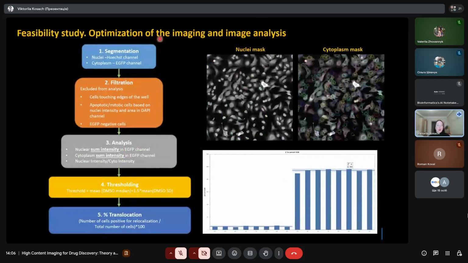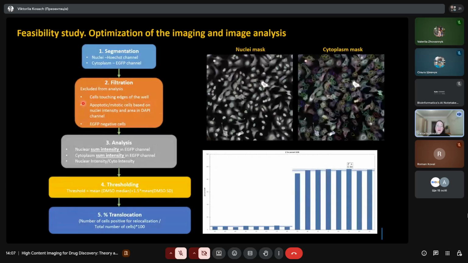After that, we polished our image analysis. So first, as I told, there was segmentation to nuclei and to cytoplasm. After that, we applied some filtration to our data and to our cells. We excluded from analysis cells touching edges, so the cells that touch edges of the images, because they will produce irrelevant, clipped data that could influence the analysis.